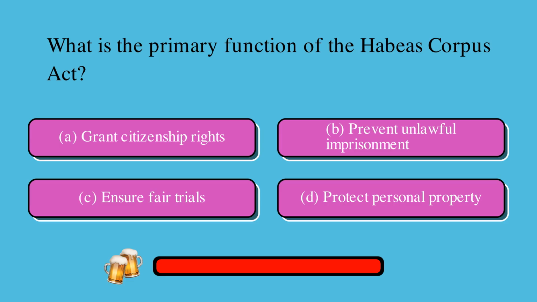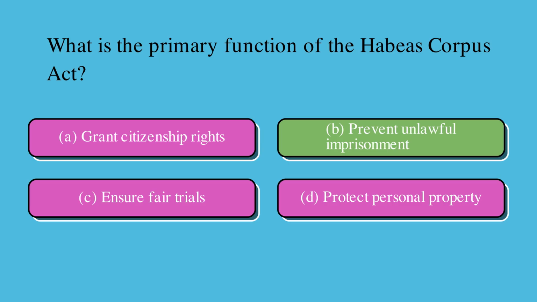What is the primary function of the Habeas Corpus Act? Is it A. Grant citizenship rights, B. Prevent unlawful imprisonment, C. Ensure fair trials, or D. Protect personal property? The correct answer is B. Prevent unlawful imprisonment.